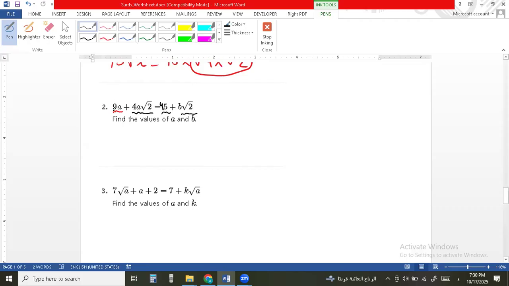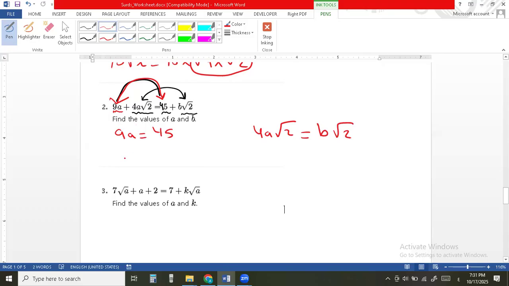It's 4a equals b. Yes, and 9a, mister, is like 45. It is equal. So these are the like terms. I got this one with this, and I got this one here with that. I changed the color. This one here with that. You see? Okay, so 9a equals 45. And I got 4a root of 2 equals b root of 2. So 9a equals 45. What is a? A equals 45 divided by 9, which is just 5. I found a, mister. Good.